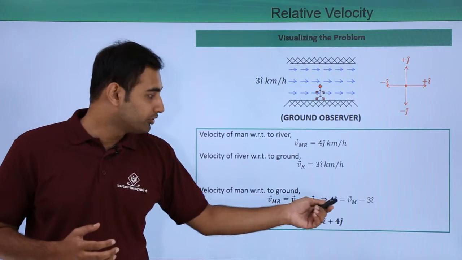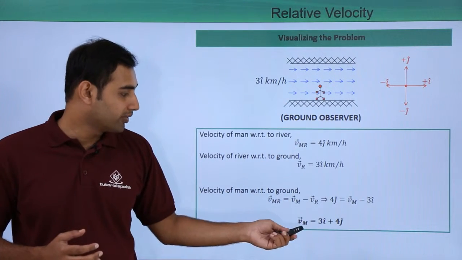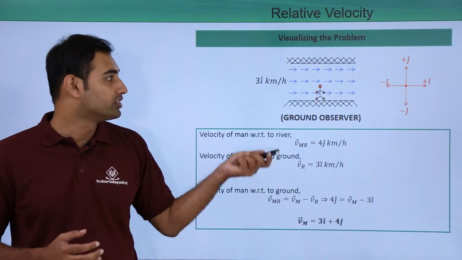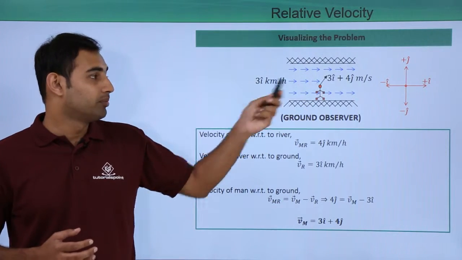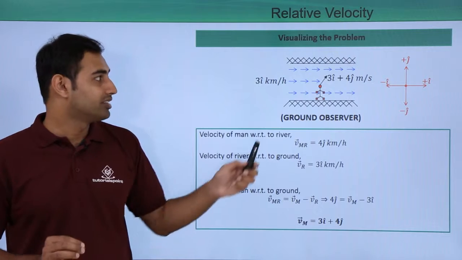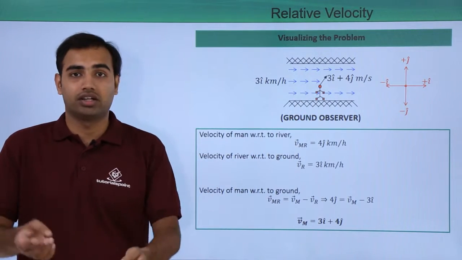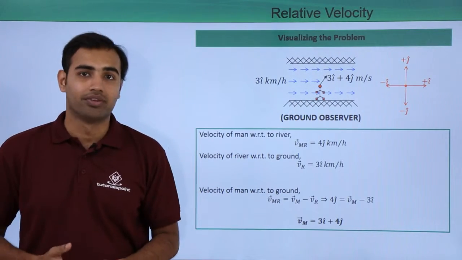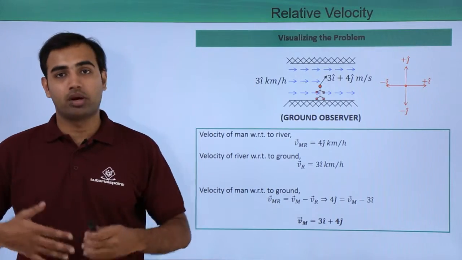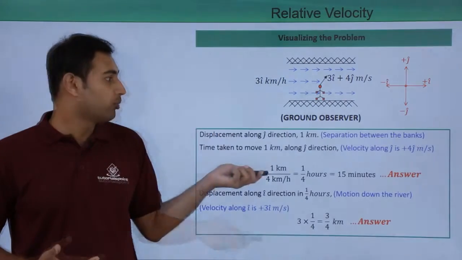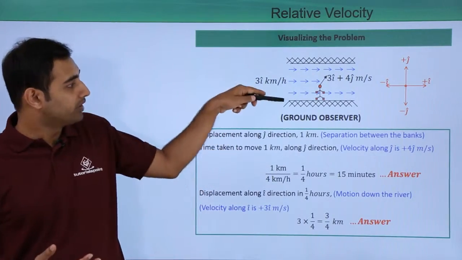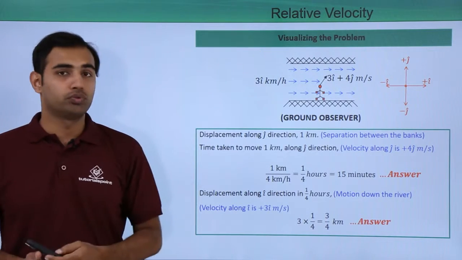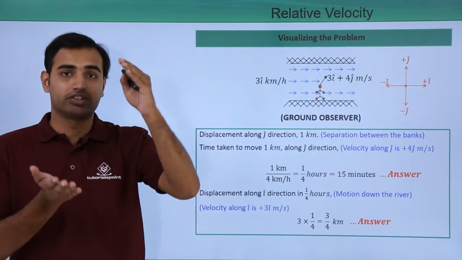If I put all the values in this equation, I obtain velocity of man as 3i plus 4j kilometers per hour. So the man with respect to ground is essentially swimming in this direction. That's what a ground frame observer will observe him. So once you have established this, now the problem is very simple because in the problem it's given to us that the displacement that the man has to cover is equal to 1 kilometer. That is the width of the river.